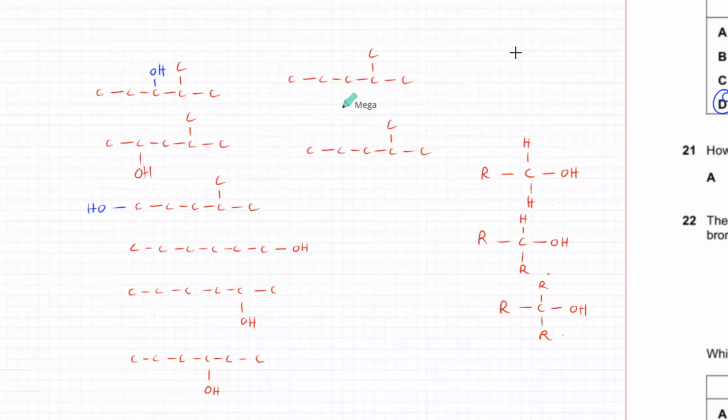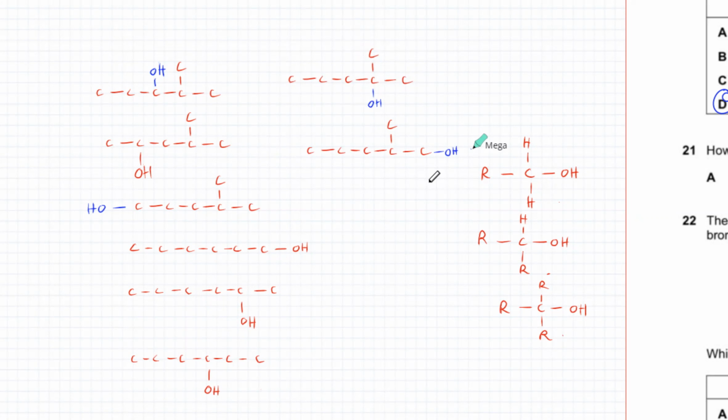The OH could be bonded here, or at this end. These 2 ends are exactly the same. If the OH is bonded on this carbon atom or this carbon atom, they're exactly the same. It won't be a different isomer. So that is with this one.